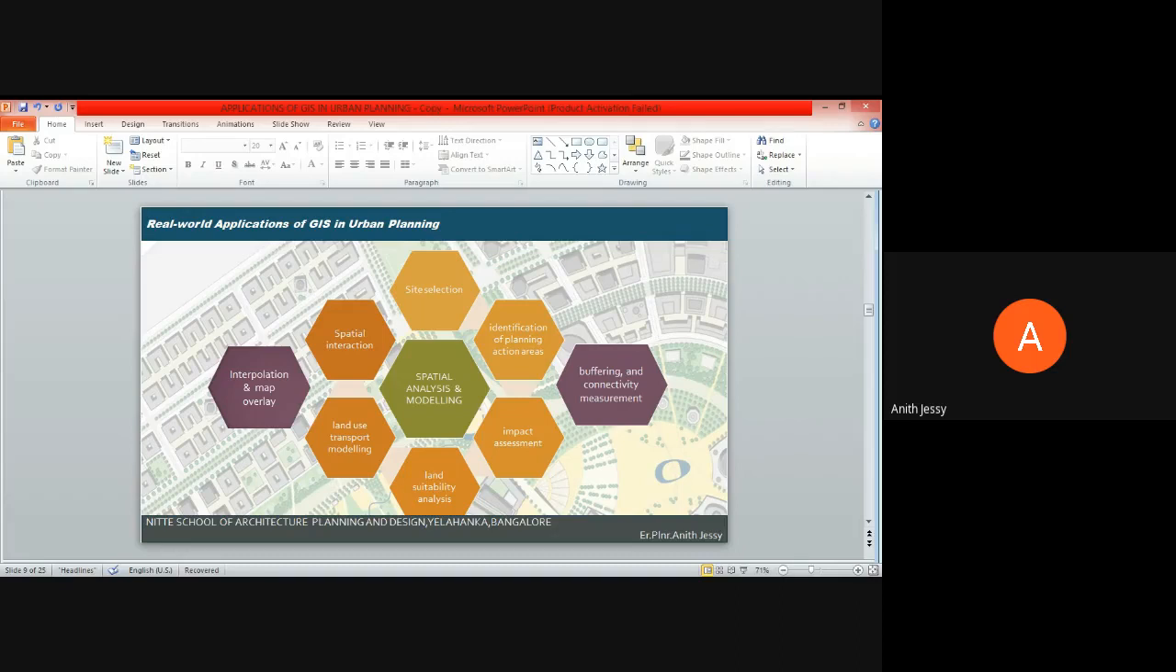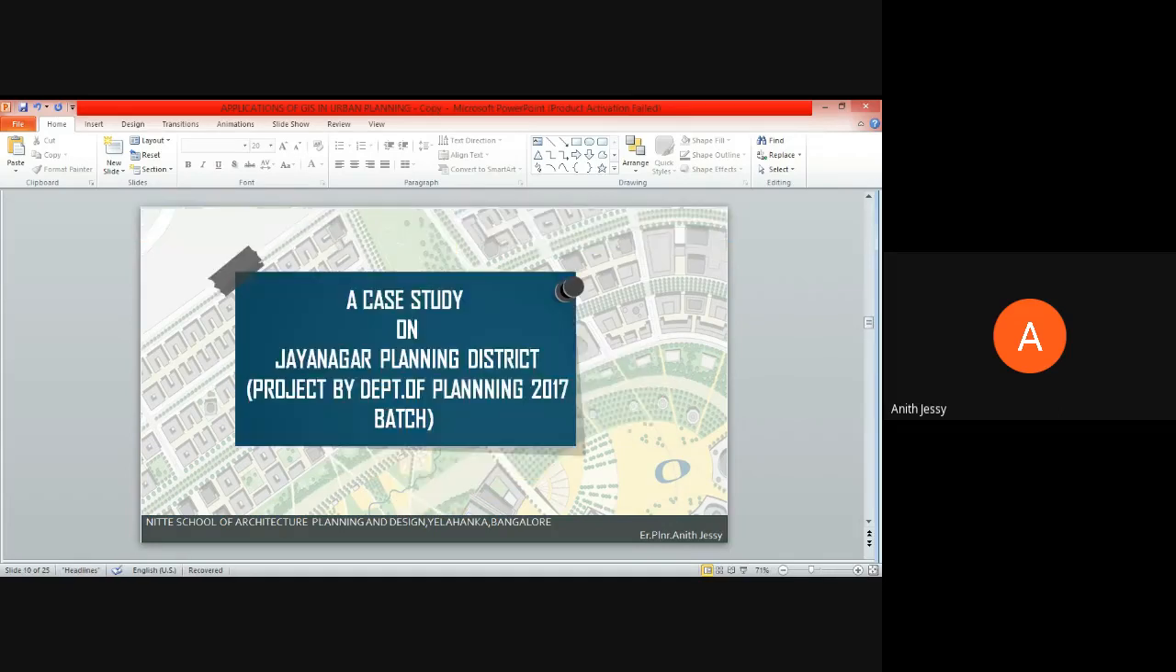All these are done by interpolation, map overlaying, buffering or connectivity measurement. These are applications of GIS. So today I would like to explain more about GIS, and I take the opportunity to showcase the work of our planning students of the 2017 batch.